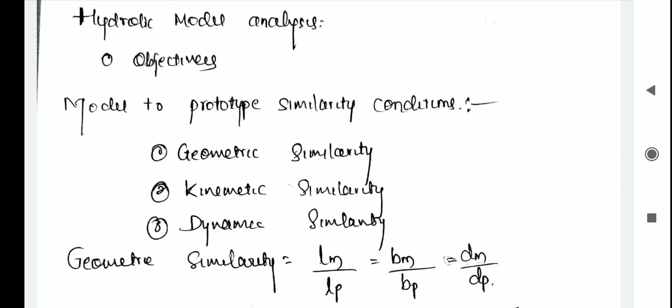The second one is where mathematical analysis is possible but tedious, and model observations offer swift and economical solutions.